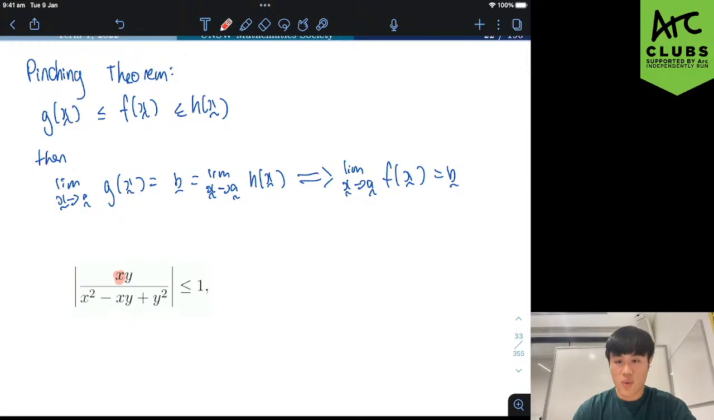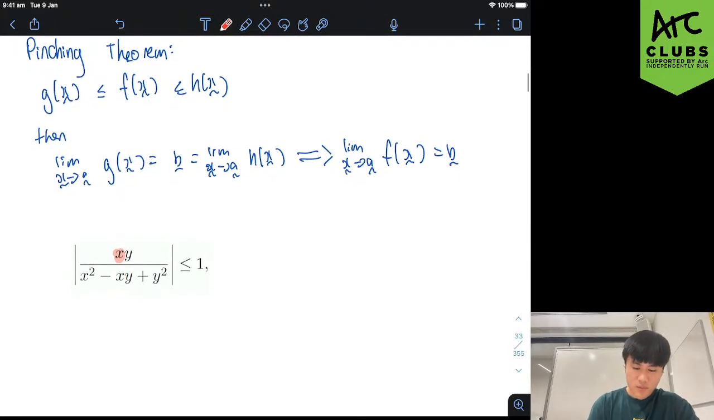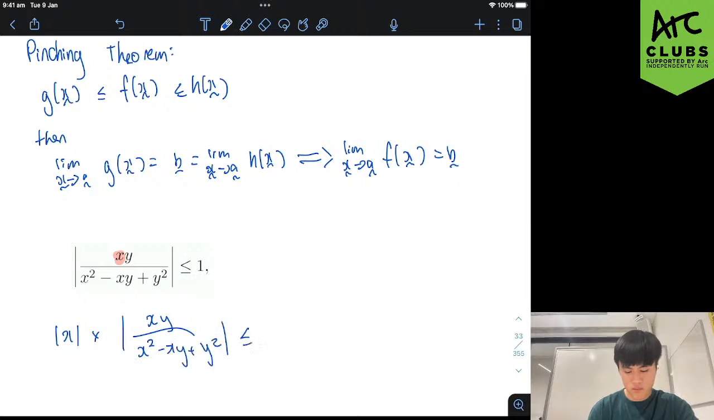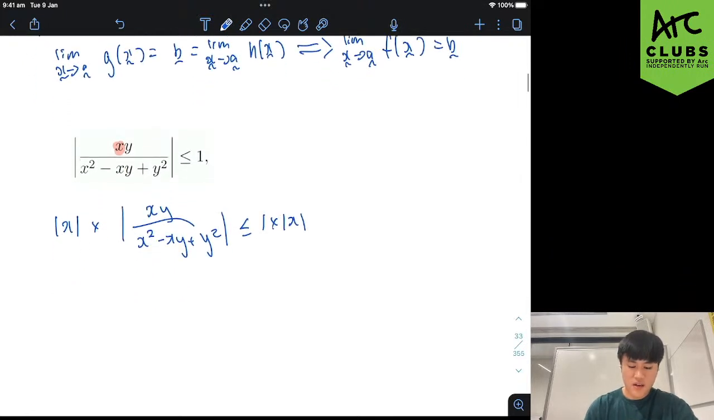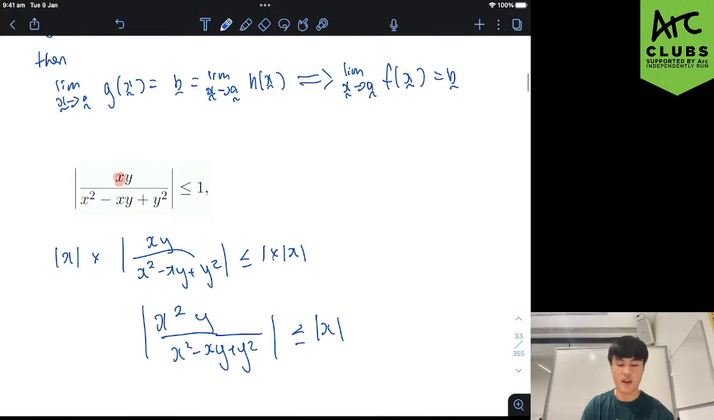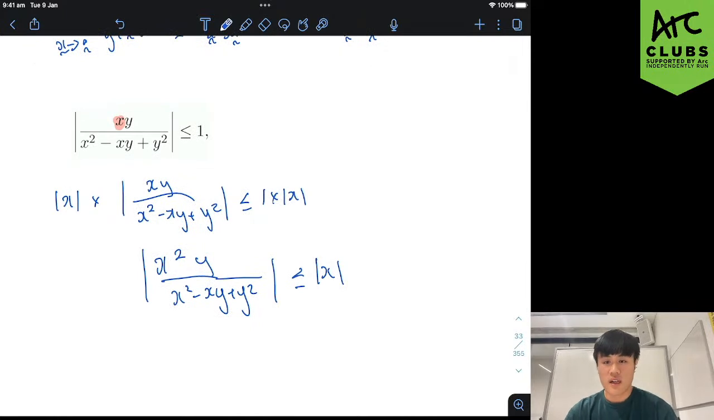So we have this here. If we multiply both sides of this by absolute value of x, then what we get is absolute value of x squared of y over x squared minus xy plus y squared is less than or equal to x, absolute value of x. And this is actually really all we need.